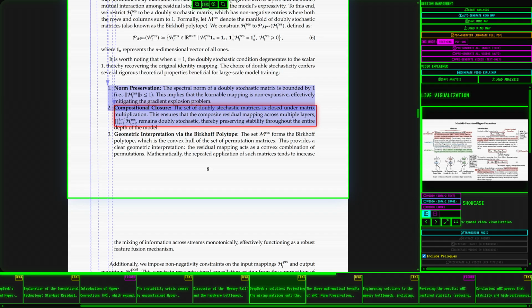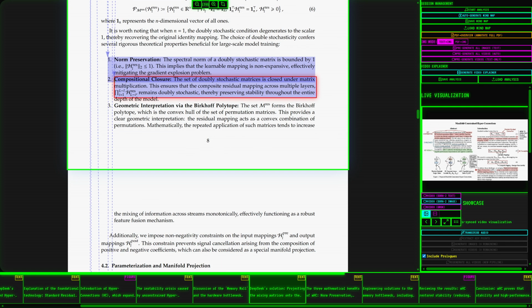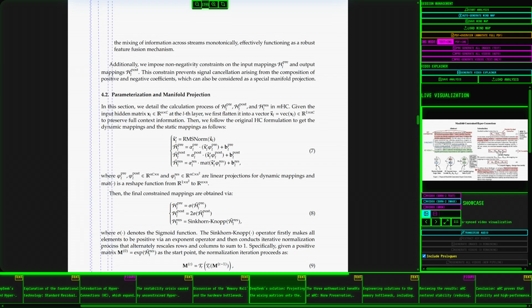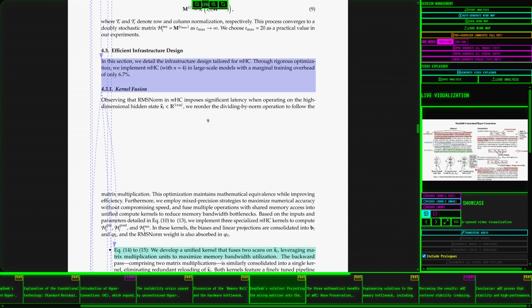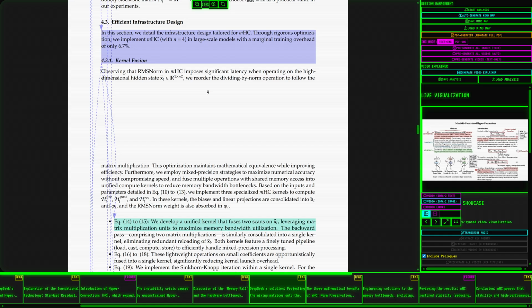They absolutely had to. A stable model that runs too slowly is, you know, useless. And they tackled it with some really clever infrastructure design. And the result? The final implementation of MHC only had about a 6.7% additional time overhead, even with that expansion rate of 4, which is tiny. 6.7% overhead to fix a 3,000 times signal explosion is a trade I think anyone would take.